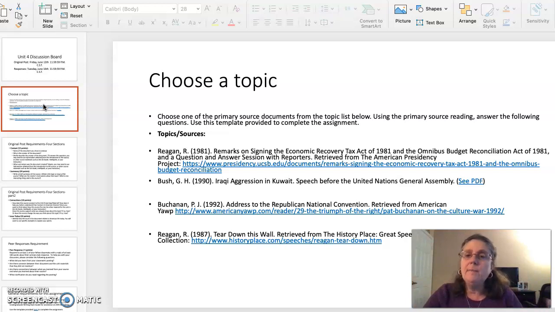So the first topic is Reaganomics. This is an article called Remarks on Signing the Economic Recovery Tax Act of 1981 and the Omnibus Budget Reconciliation Act of 1981. So this is an article which is an interview with President Ronald Reagan regarding those two laws. So that's the Reaganomics topic.